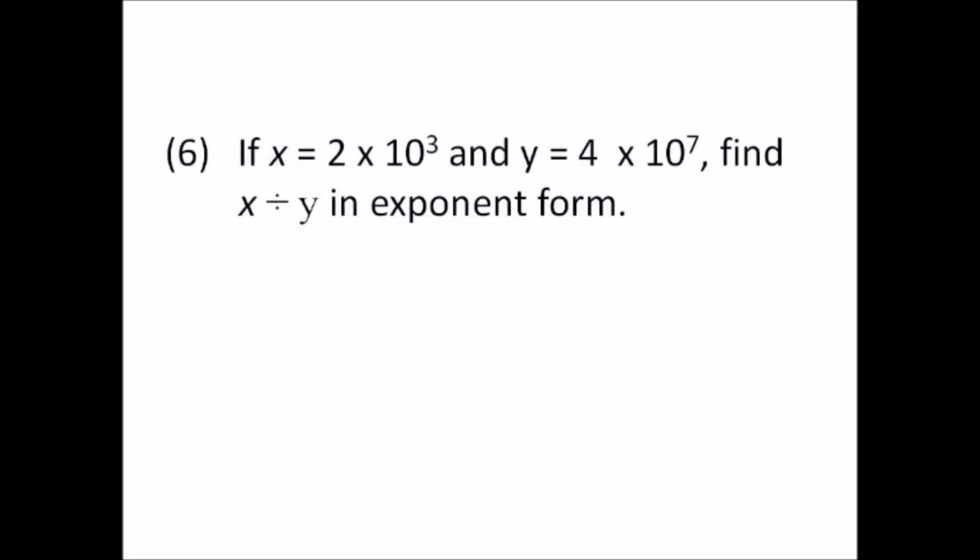Number 6. Algebra. If x is equal to 2 times 10 to the power 3 and y is equal to 4 times 10 to the power 7, find x divided by y in exponent form. So we're dealing with exponentials in algebra. Now, let me help you. So you're doing x divided by y, so it's 2 divided by 4 times 10 to the power 3 divided by 10 to the power 7.